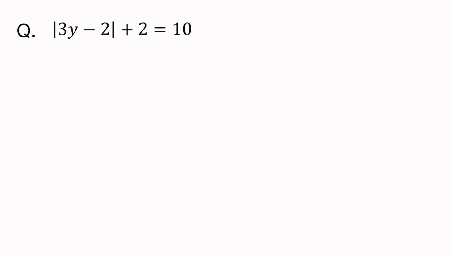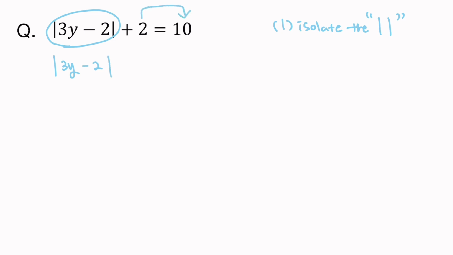Now I have the absolute value of 3y minus 2, plus 2, is equal to 10. The first step is to isolate the absolute value expression. I'm going to isolate this and put all the rest of the expressions or numbers on the other side of the equation. So the absolute value of 3y minus 2 remains on the left side, and I'm just going to send 2 to the other side of the equation. So 10 minus 2, which is 8. Instead of saying 10 minus 2, let's just say 8.